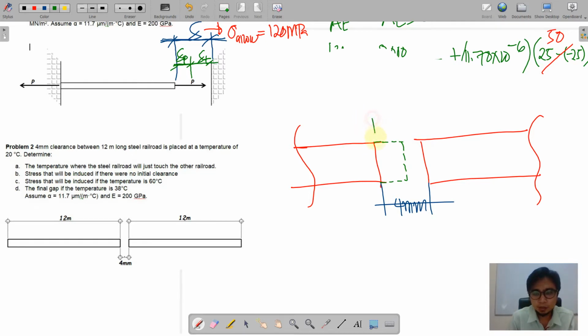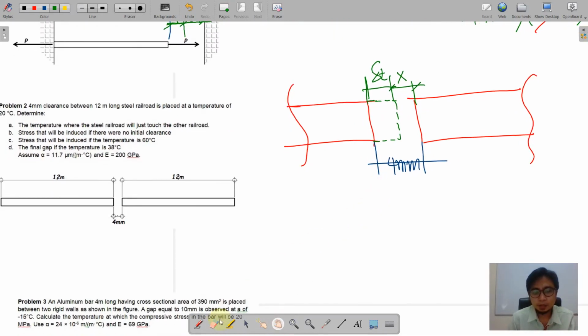Say this is delta due to temperature. So this is the unknown. I'll just denote this by x, and we will form an equation that 4 millimeters is equal to the sum of the deformation due to temperature as well as the gap. Okay, so again we substitute alpha L delta T. This is unknown x.